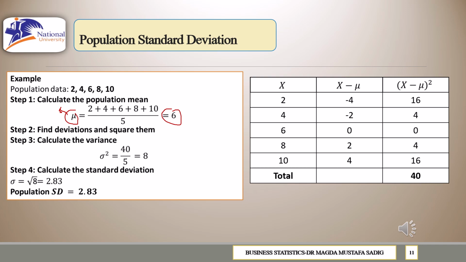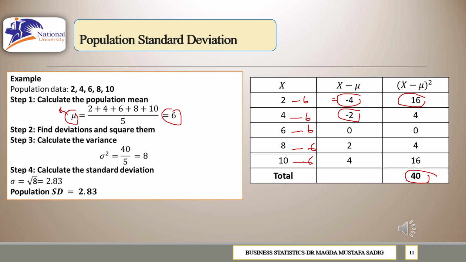2 minus 6 is minus 4. Then we square it to get 16. 4 minus 6 is minus 2, and likewise for the others: 4 minus 6, 6 minus 6, 8 minus 6, 10 minus 6. Then we square and end up with the sum of squared deviations, (x minus mu) squared, equal to 40.